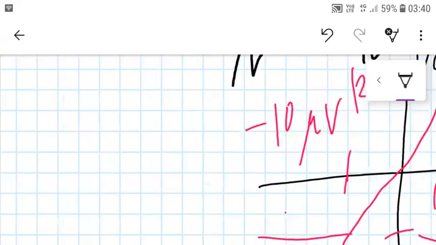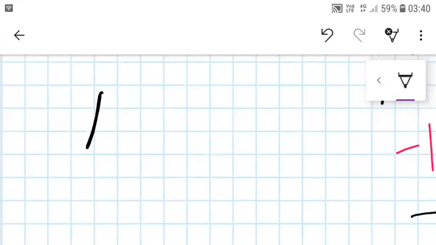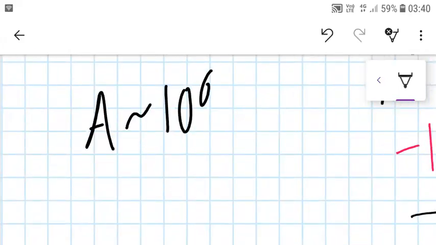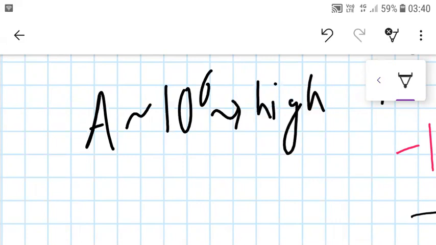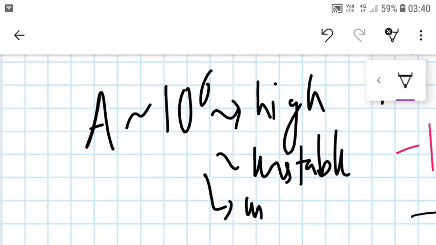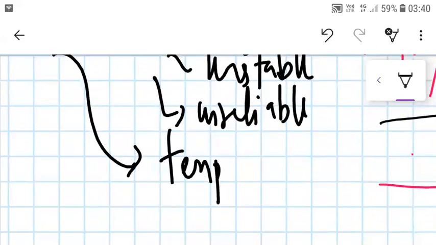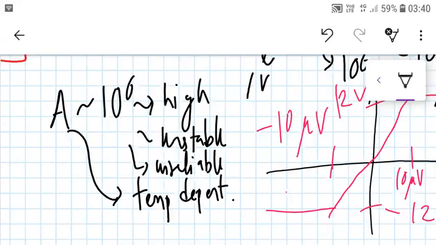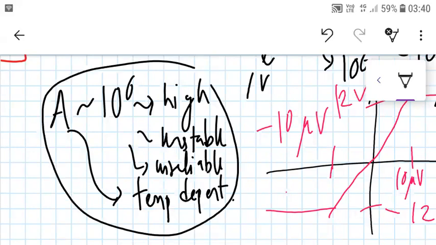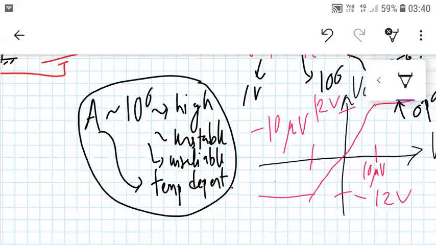So what can we say about this open loop gain? It's around 10 raised to 6. That means it's very high. It's unstable, unreliable also, and one more factor comes into the picture. It's temperature dependent. When it is temperature dependent, that means the gain will change with temperature. So it's not a good choice. Hence, due to all these things, this is basically the op-amp in open loop.